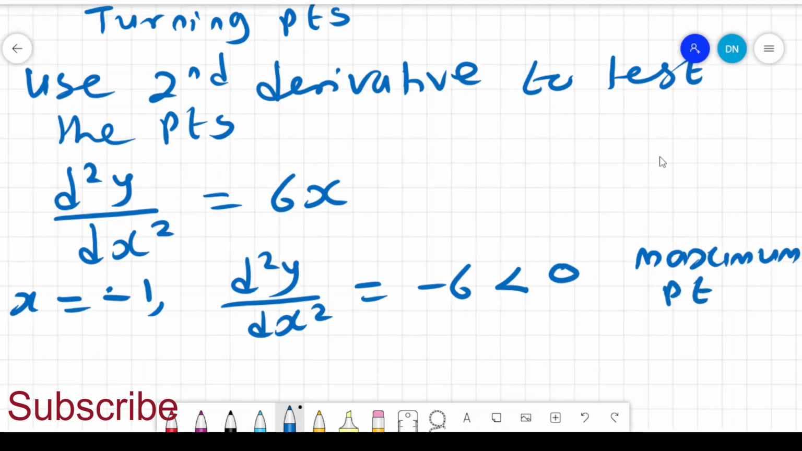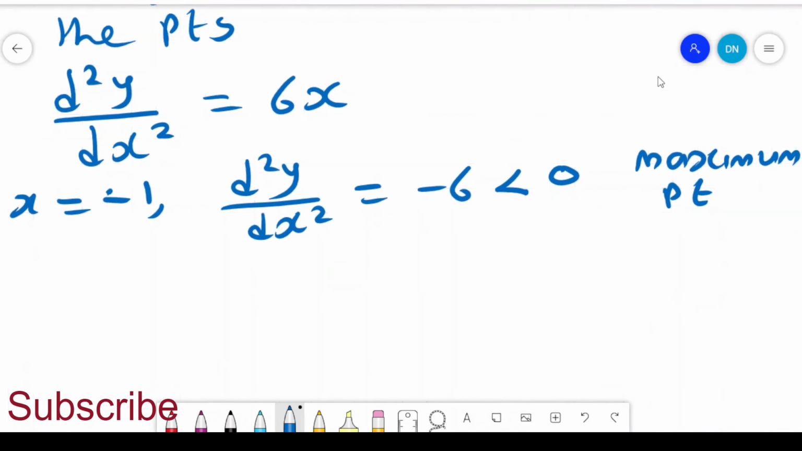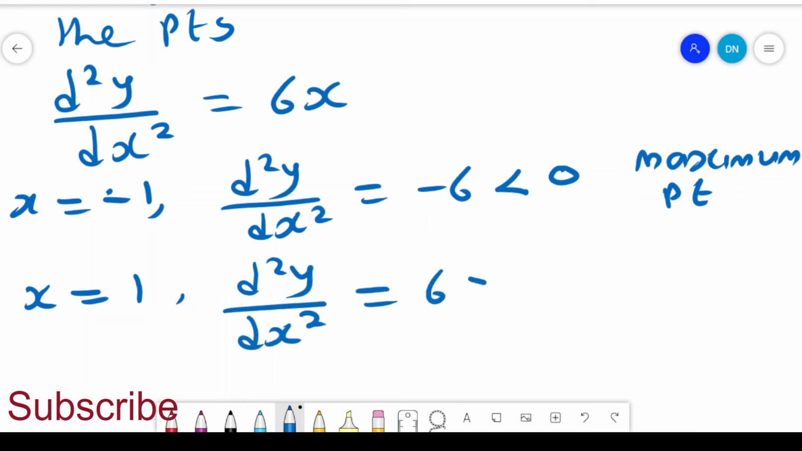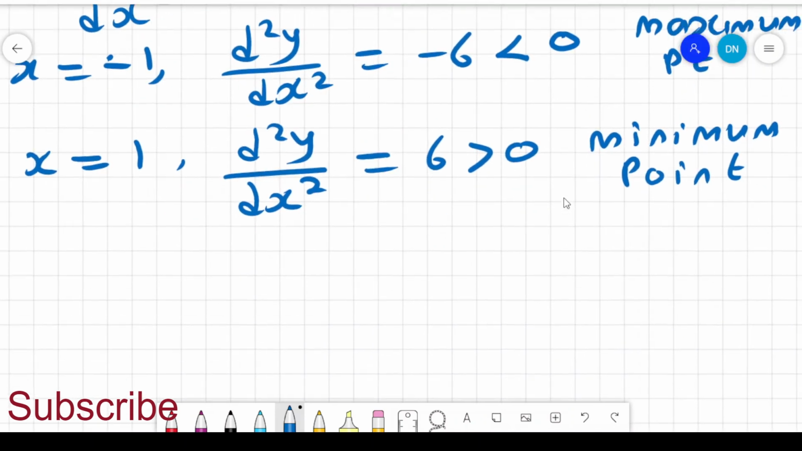So the first is x is equal to negative 1. Then d squared y over dx squared is equal to negative 6, and negative 6 is less than 0. Then that tells us that that point is a maximum point. If the second derivative in the second case is equal to 6, which is greater than 0, then this is what we call the minimum point. In the case that the second derivative would have been equal to 0, then that would have been a saddle point. So I have 2 points. I have a minimum and a maximum point.